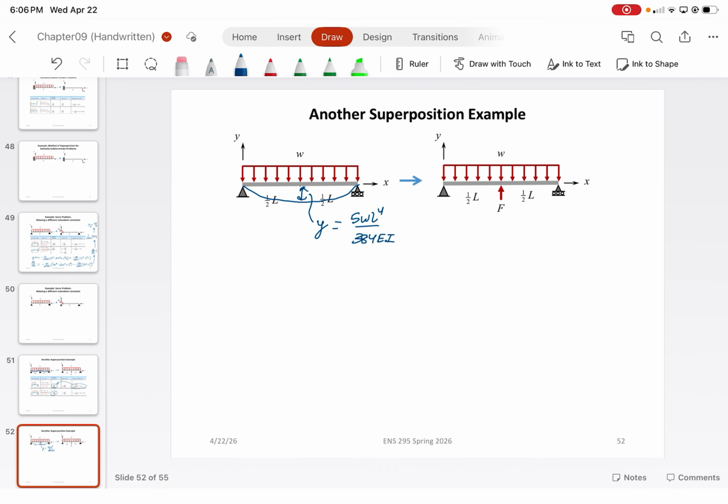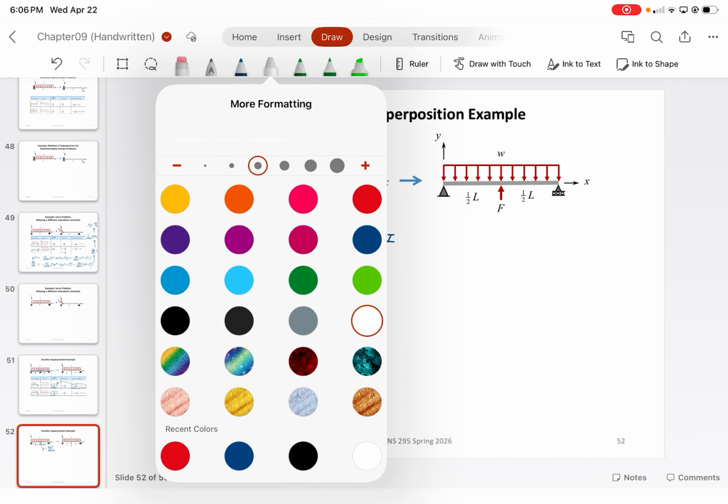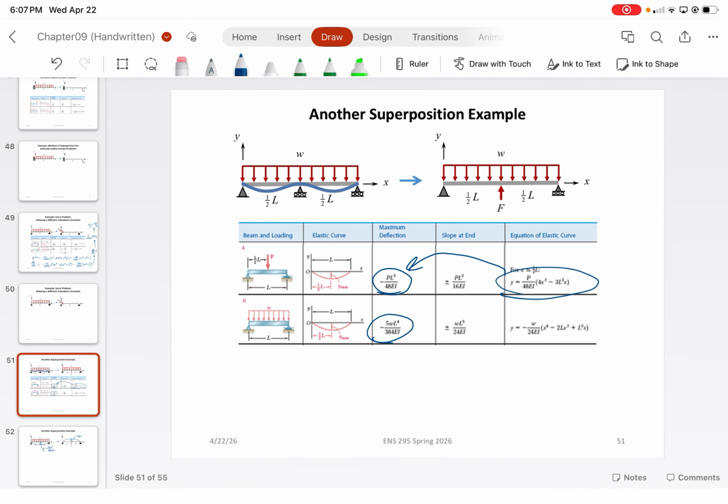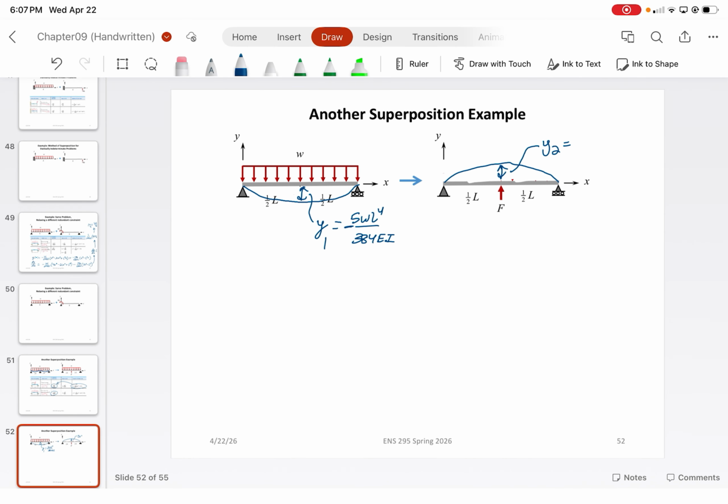All right? And now, when we consider just the point load applied vertically upwards, what we have now is a vertical deflection upwards. Just to clarify, I'll use negative to indicate downwards, and this will be Y2, so Y1 and Y2. Y2 is technically PL cubed over 48 EI, where P is equal to F. So FL cubed over 48 EI.